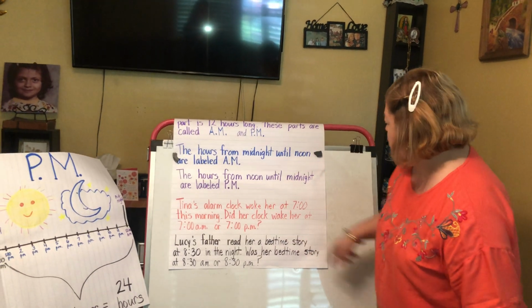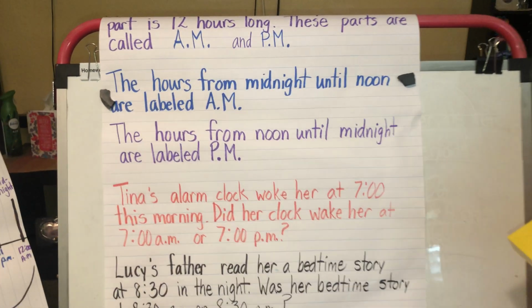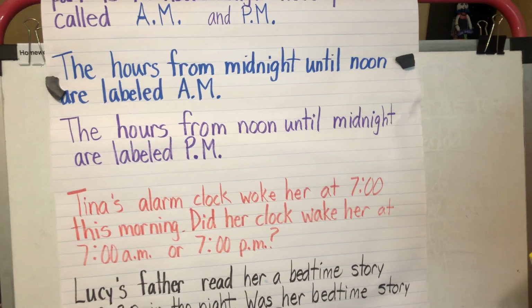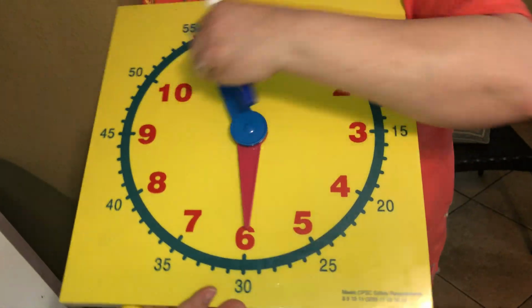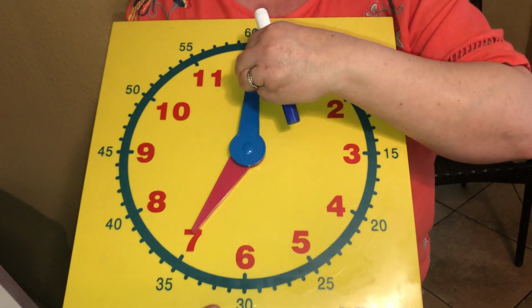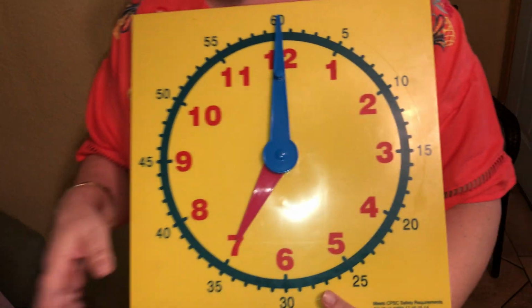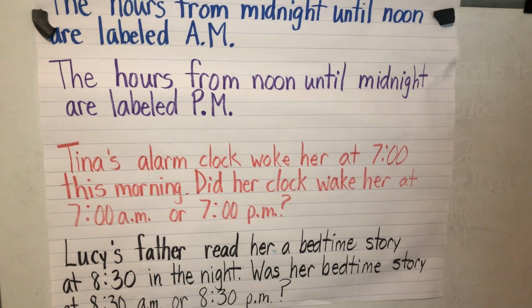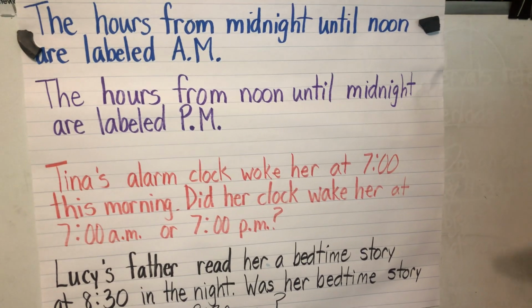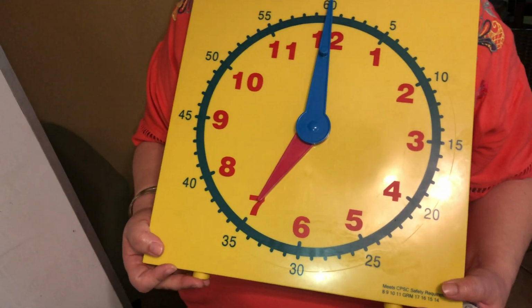Tina's alarm clock woke her at 7 this morning. Okay, so I'm going to use my clock just to help me visualize what time 7 o'clock is, and I get practice with my analog clock. So this is 7 o'clock. So it said Tina's alarm clock woke her at 7 this morning. At 7 o'clock this morning. Did her clock wake her at 7 a.m. or 7 p.m.? Think about it.